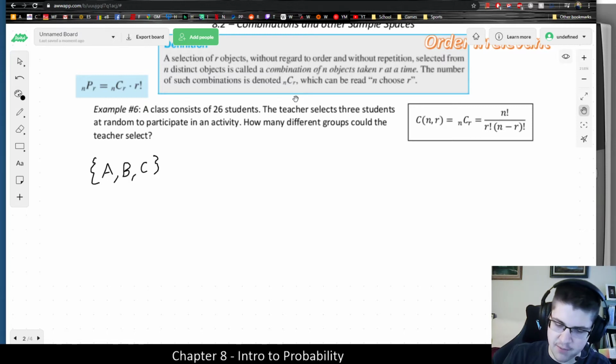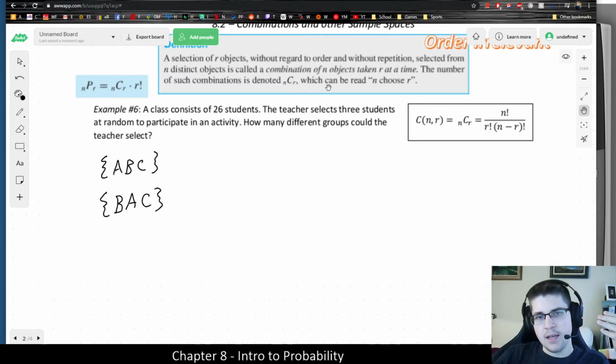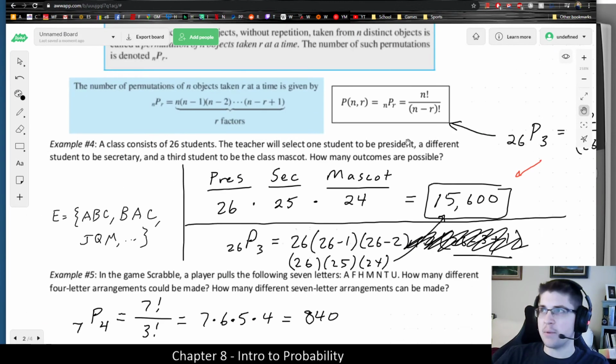But if I think about the groups here, comparing the event space from that example, let's just say I was taking the students ABC for my group. The question is, is that different than BAC? Because in the previous example, where they were selecting president, secretary, and mascot, those were different groups. Student A is president, student B is secretary, student C is a mascot. But in BAC, it's different, right? Because student B is president, student A is secretary, and C is a mascot. So in either case, C was the mascot, but A and B are switched. They're switched positions, which means they have different jobs, so those are different outcomes.